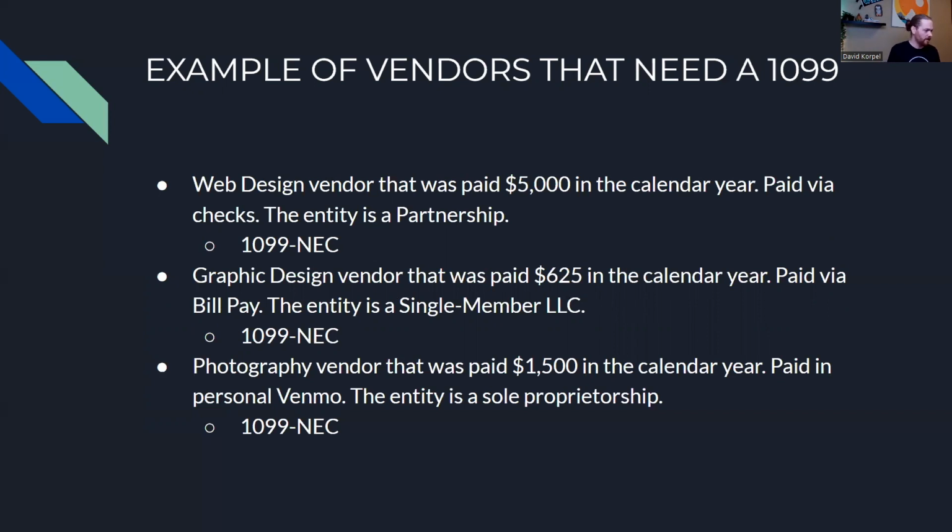We also have a graphic design vendor that was paid $625 in the calendar year, paid via bill pay. That entity is a single member LLC, so also would need a 1099 because they're not a corp and they're over the $600. And then lastly, we have a photography vendor who was paid $1,500. They were paid via personal Venmo, and the entity is a sole proprietorship. So they would definitely need a 1099. The fact that they weren't paid via business Venmo means that we should assume that Venmo is not going to issue them a 1099, and we should instead issue it for them.